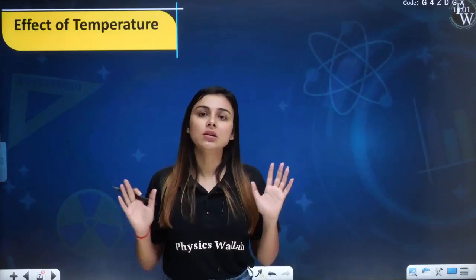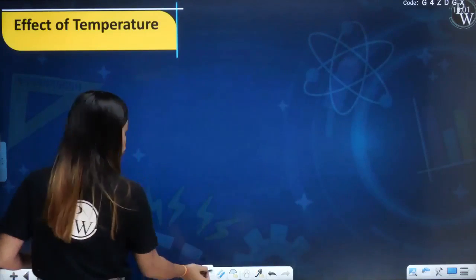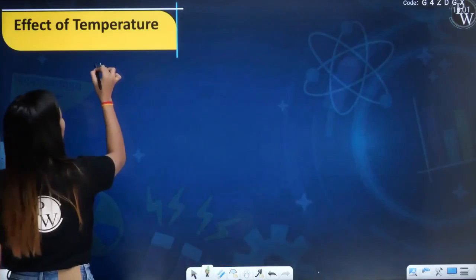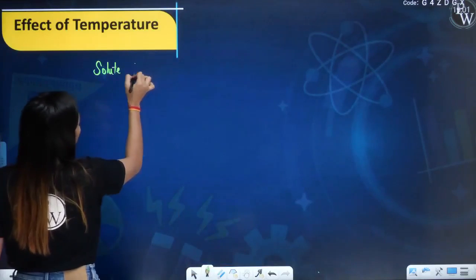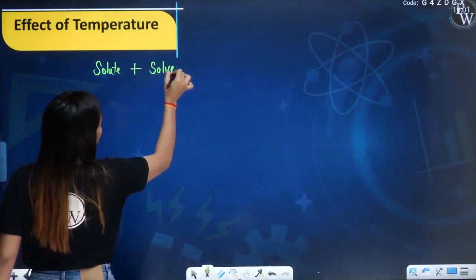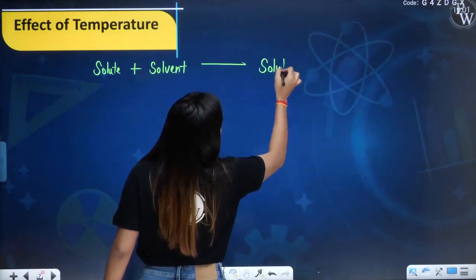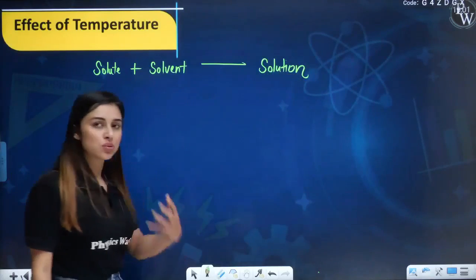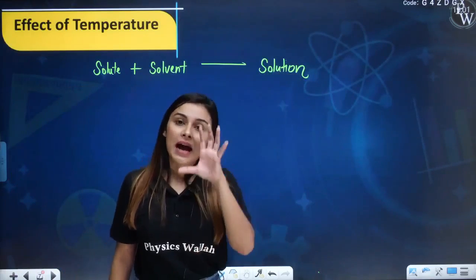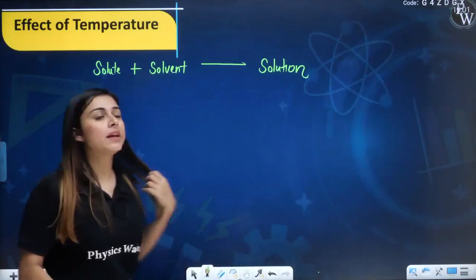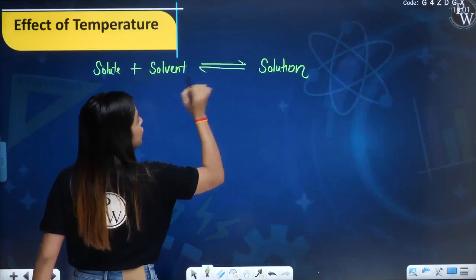How does temperature affect the solubility? Right? So now, my dear students, I just told you that solute gets dissolved into solvent and you get a solution, right? So this is what actually happens. You have a solute, you add the solute to a solvent, and you get what? You get a solution. This is the part you know. But my dear students, I just want to tell you that in a solution, at a particular point, a state is reached where what happens? This and this actually are in equilibrium.